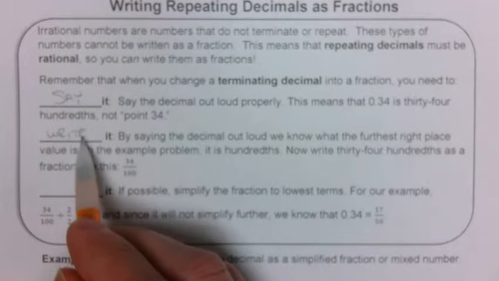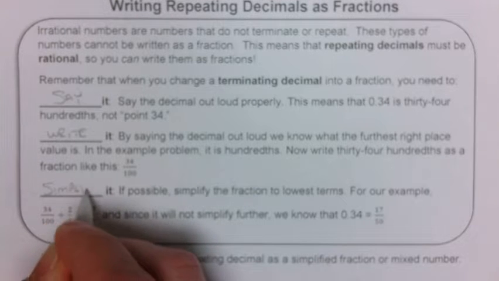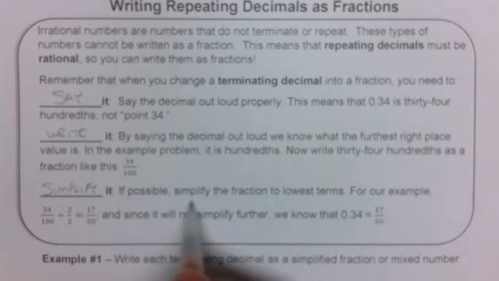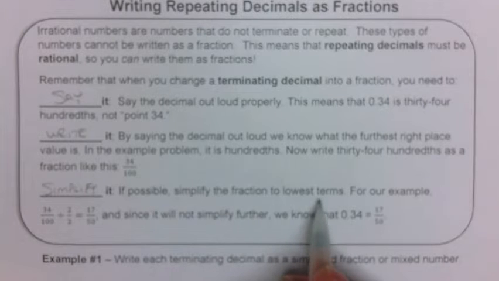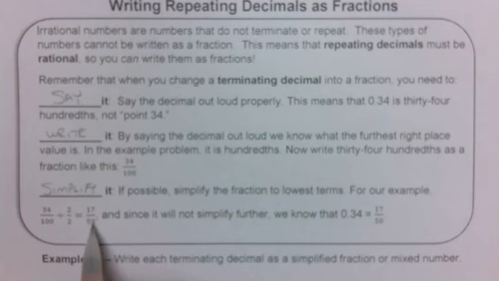Once you say it and then you write it, the last thing that you need to do is simplify it. If possible, simplify the fraction into lowest terms. In our example, 34 and 100 are both divisible by 2, which creates the simplified fraction of 17/50ths. And since it will not simplify further, we know that 34 hundredths is equal to the fraction 17/50ths.